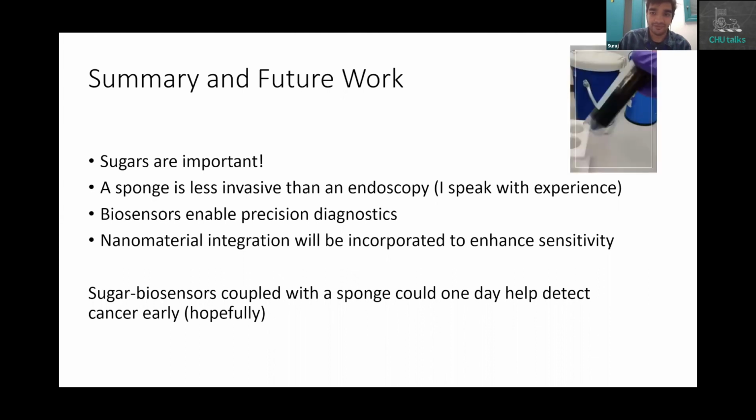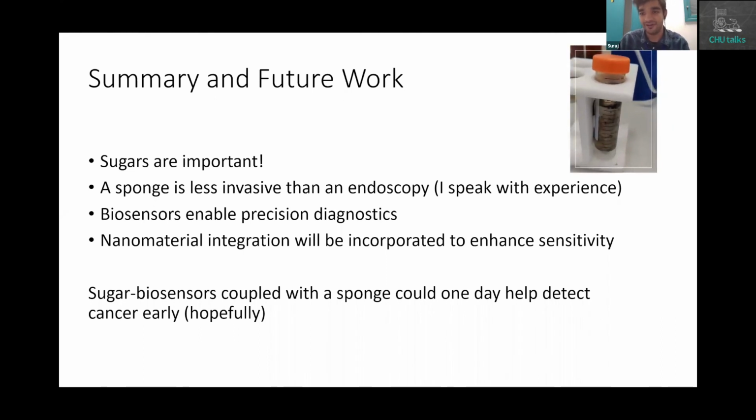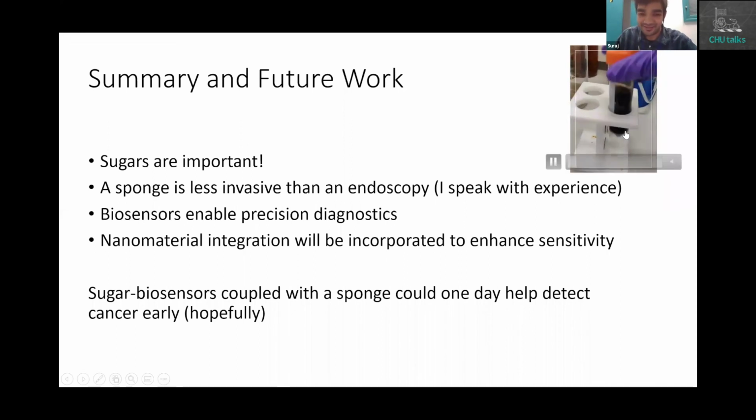And one type of nanomaterial that we're currently working on is a magnetic nanoparticle, which is really fun to synthesize, because you can quite nicely see them get attracted to a magnetic stand, as you can see there. So we're querying that type of nanoparticle as well. And finally, I'd like to end by saying that potentially, hopefully in the future, sugar biosensors coupled with a sponge could one day help detect cancer. And I'd like to end with that.